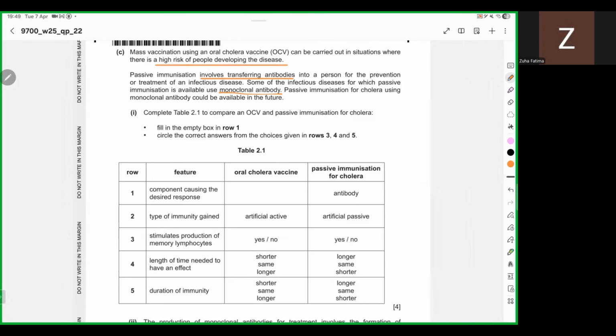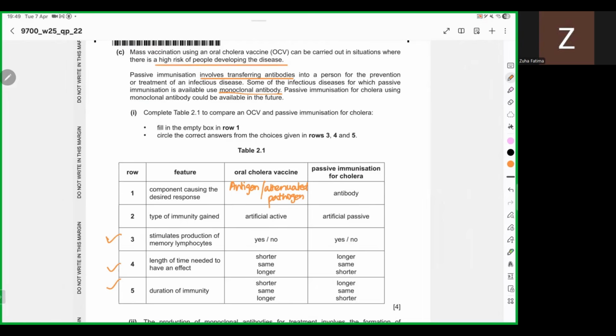Complete table 2.1 to compare an oral cholera vaccine and passive immunization for cholera. Fill in the empty box in row 1. Circle the correct answers from the choices given in rows 3, 4, and 5. Okay, so in an oral cholera vaccine, the component causing the desired response is an antigen, or we can say an attenuated pathogen. Attenuated pathogen is basically the pathogen in its weakened form from which we remove the disease causing ability.